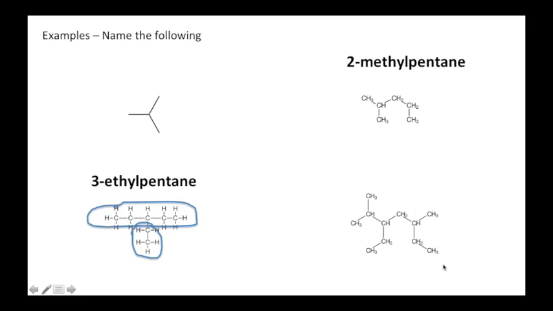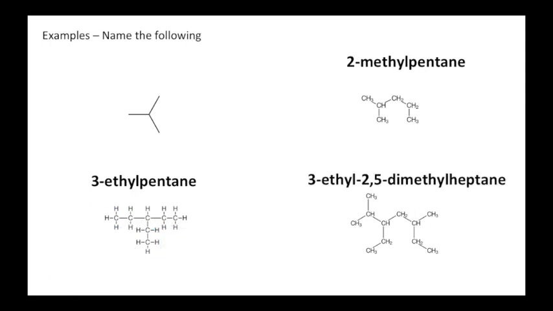Okay, let's try this one. Alright, now this one's a little trickier. You'll have to take some time, so you better hit pause here. But let's see what the answer is. The answer is 3-ethyl-2,5-dimethylheptane. Okay, so this is a really tricky one. Watch this. Where's the parent? Okay, there's the parent. 1, 2, 3, 4, 5, 6, 7.